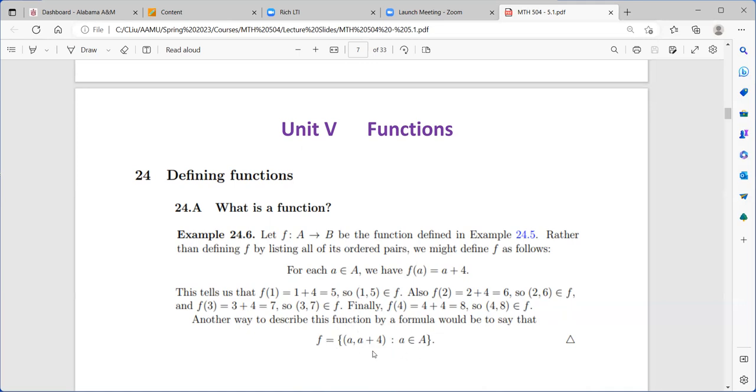Remember, a function is a set of all the pairs. So that is all the pairs (a, a plus 4), where a is from set A. Okay, so that's another way to write the function. You might not see this too often, but you can write in this notation. It's a set in any case.